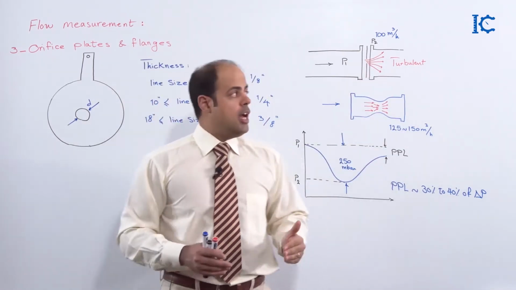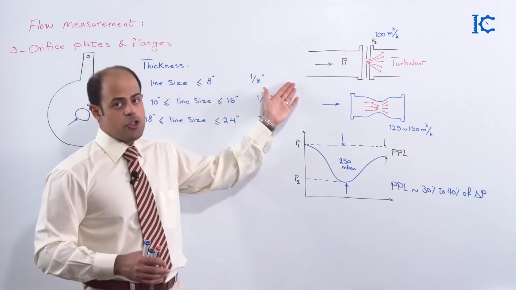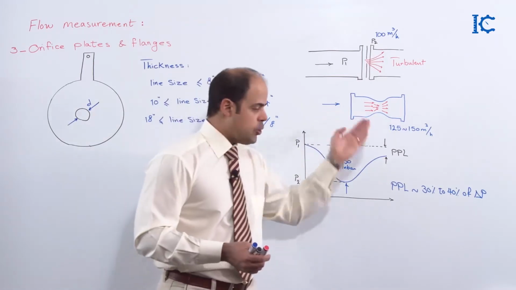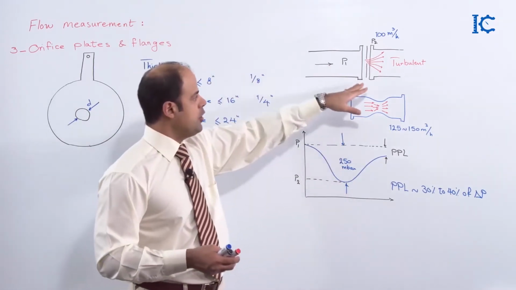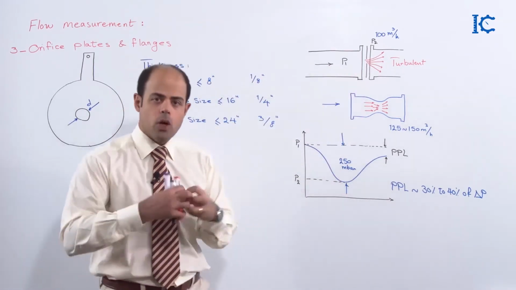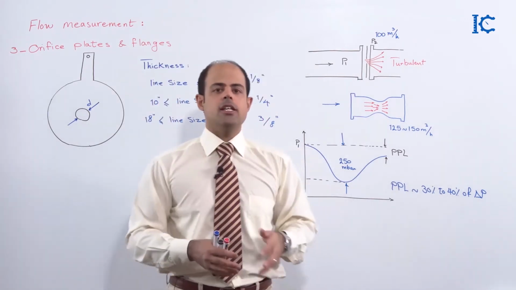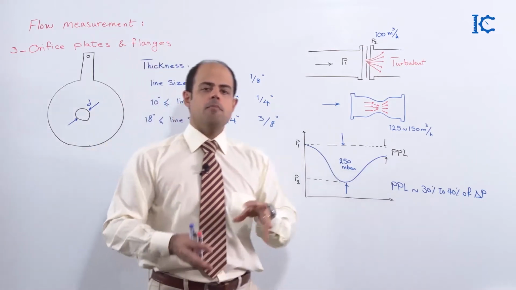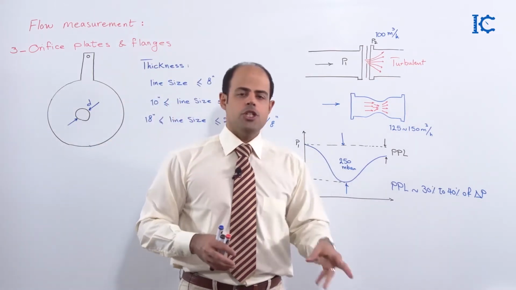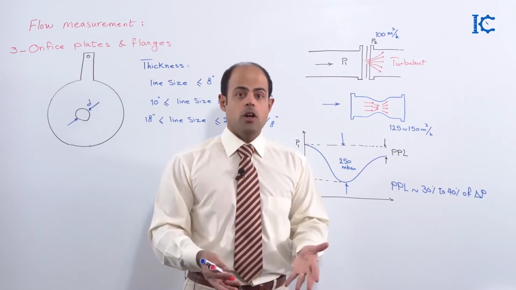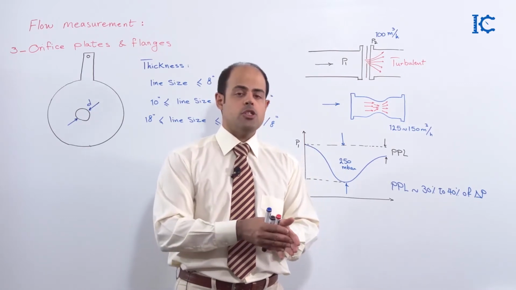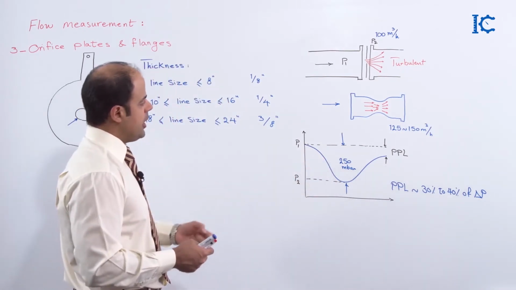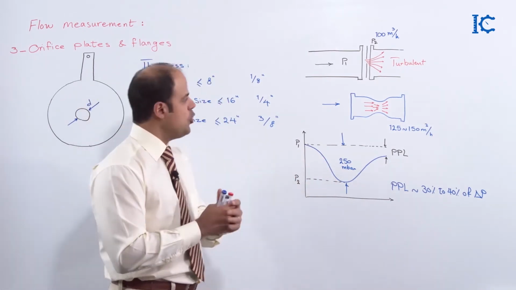But I myself should emphasize this one, that the usage of the orifice in industry is wider than the Venturi. Why? Because the fabrication and construction of a disc with a hole is certainly easier than the thing that we have here, which must be a machining procedure to fabricate it.